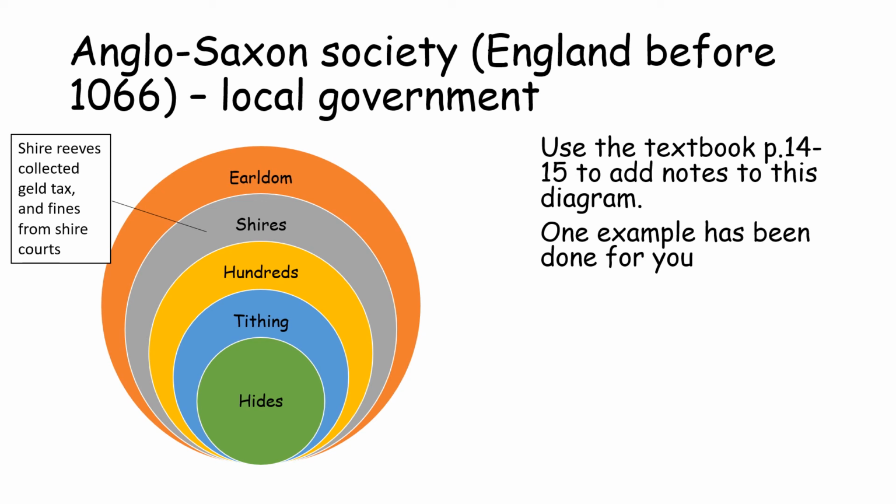We know there were 5 earldoms in England at this time. Within each earldom they were divided up into shires. Shires were divided into hundreds. Hundreds were divided into tithings, and they were then divided into hides. There's lots of information in the textbook on page 14 to 15, so add some notes. You can see one example there.